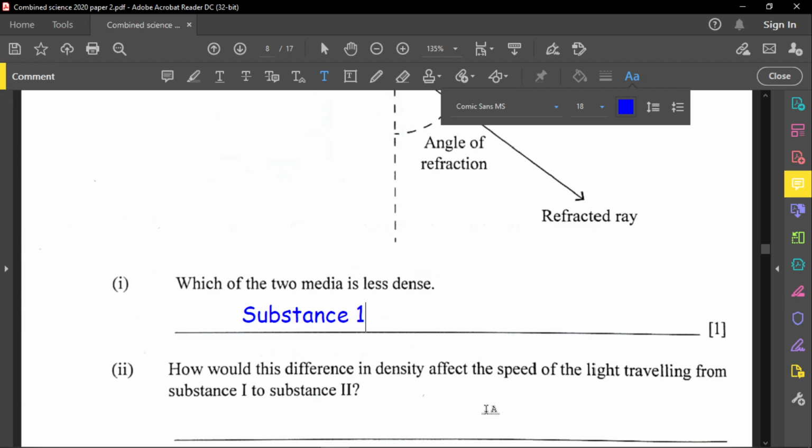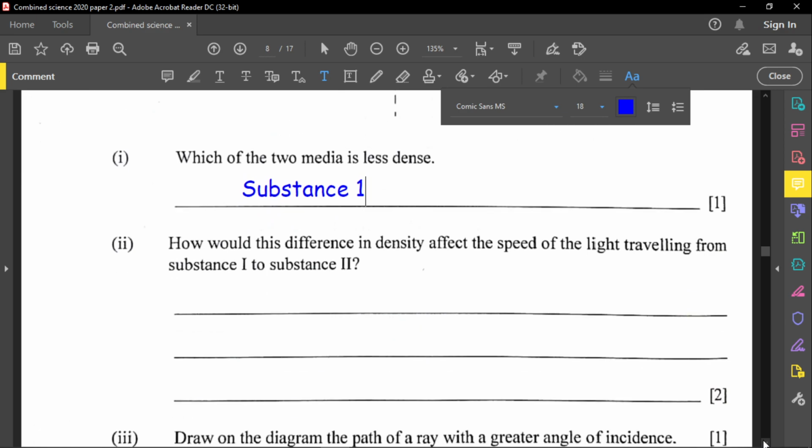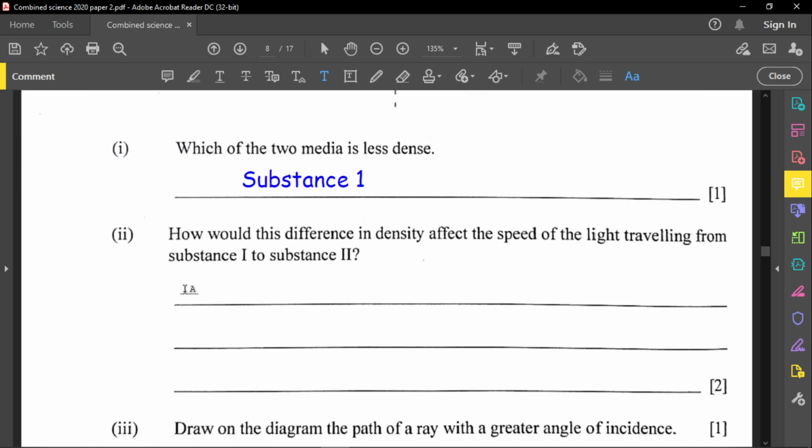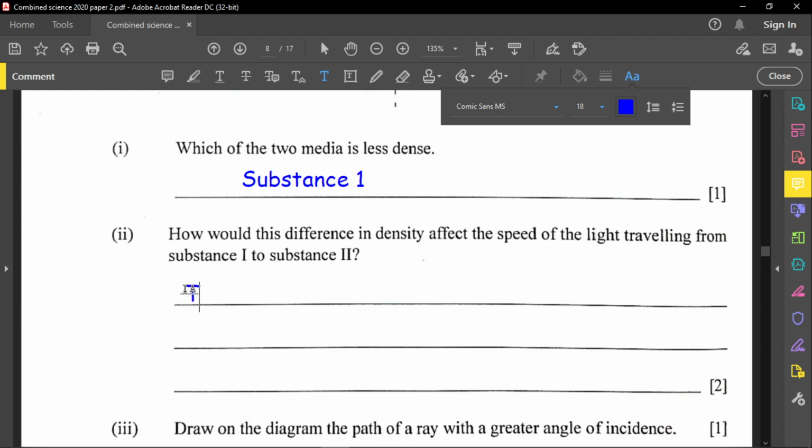And now the next question asks, how would this difference in density affect the speed of the light traveling from substance 1 to substance 2? You should also know that when light moves from an optically less dense medium to a more dense medium, then the speed will get slower. So the speed will slow down, the speed will reduce. That's exactly what happened to the speed.